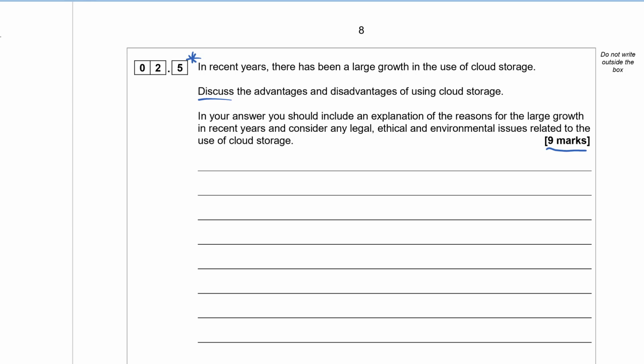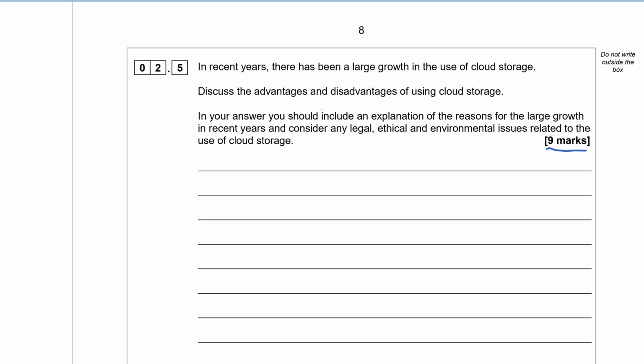You should really think hard about it before you start writing. I would always advocate doing a little plan so that it becomes nice and joined up. So your actual question is, in recent years, there's been a large growth in the use of cloud storage. Discuss the advantages and disadvantages of using cloud storage. It really is an evaluation question.